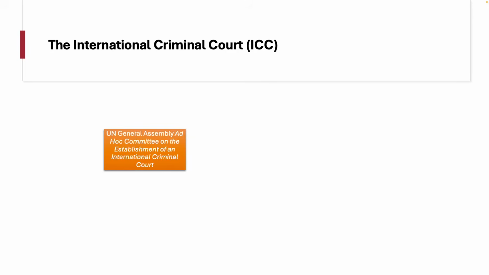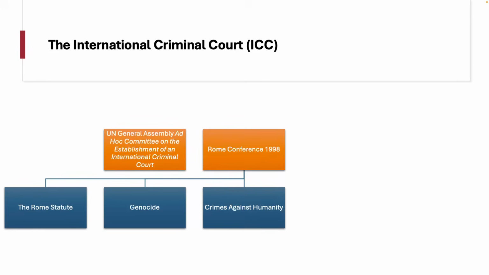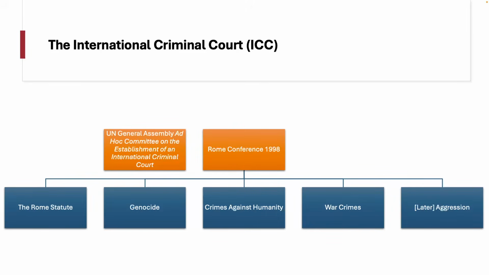They'll do a lot of work for a few years, and in 1998, delegations from more than 160 states will come together in Rome for the Rome Conference. And after a 5-week negotiation period, the Rome Statute for the International Criminal Court will be adopted. It will have jurisdiction, at least initially, over the crimes of genocide, crimes against humanity, and war crimes, with the crime of aggression being added later on with amendments in the later 2000s.